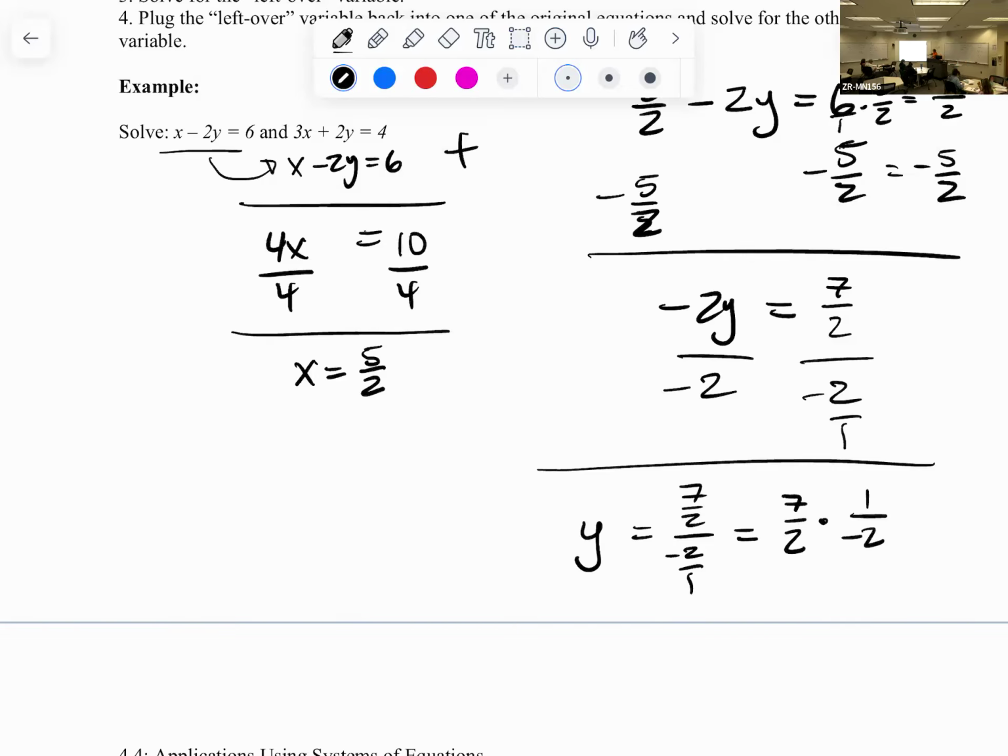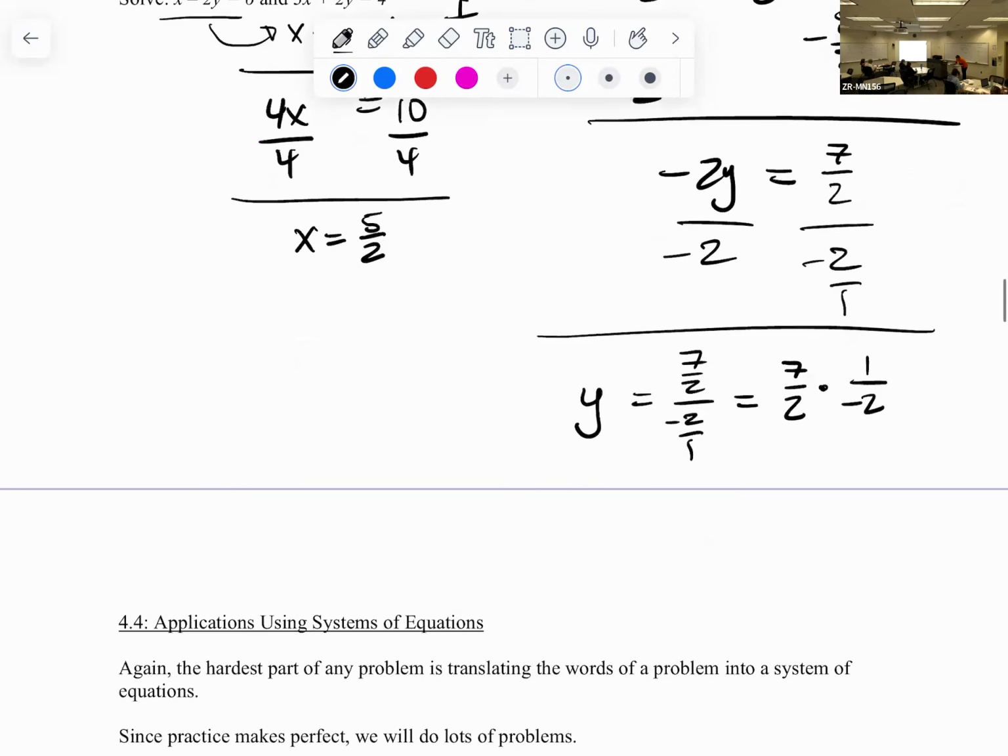Notice what happened. I left 7/2, changed division to multiplication, flipped. Fraction divided by a fraction, and initially that was just a number. Whenever you have a number but you're dealing with fractions, that always goes over 1. That's the other big part. So then this becomes -7/4.